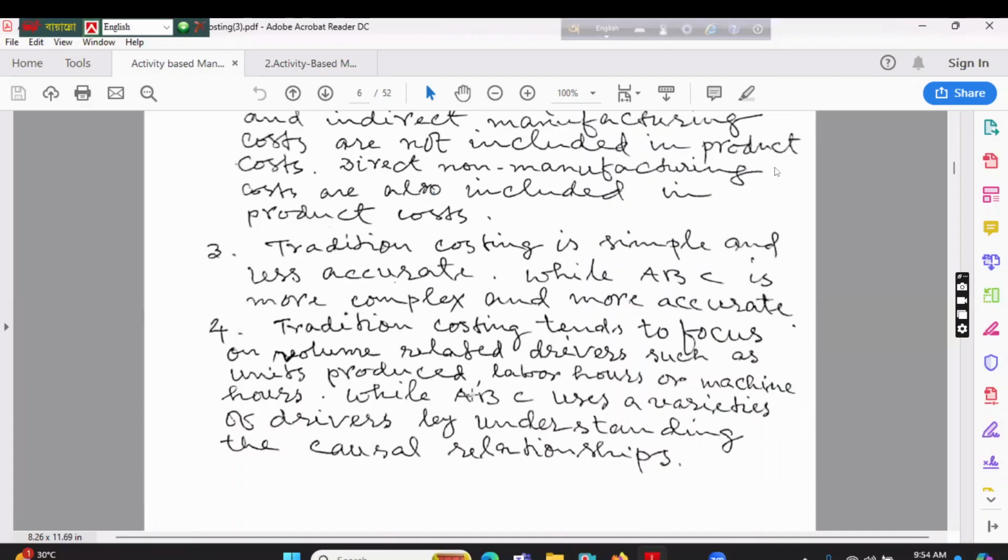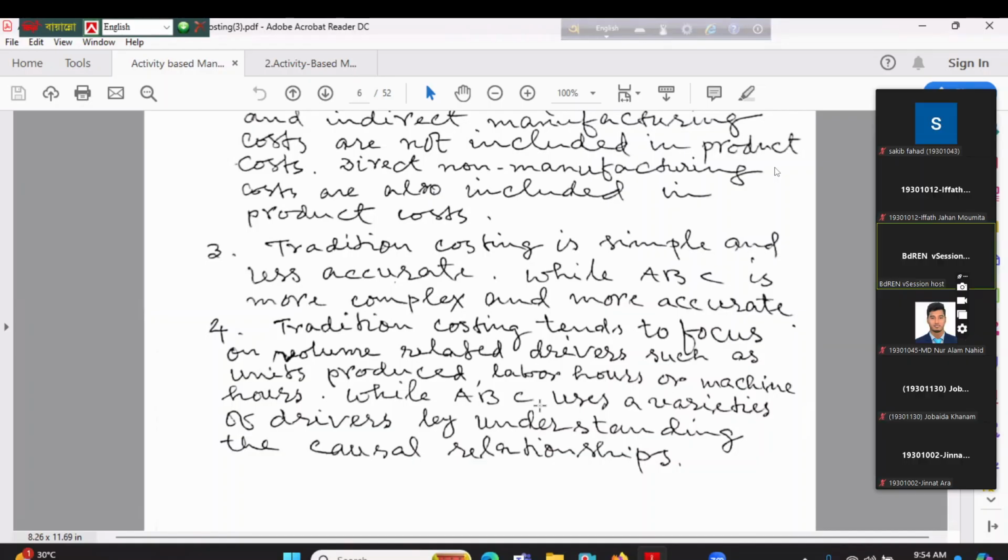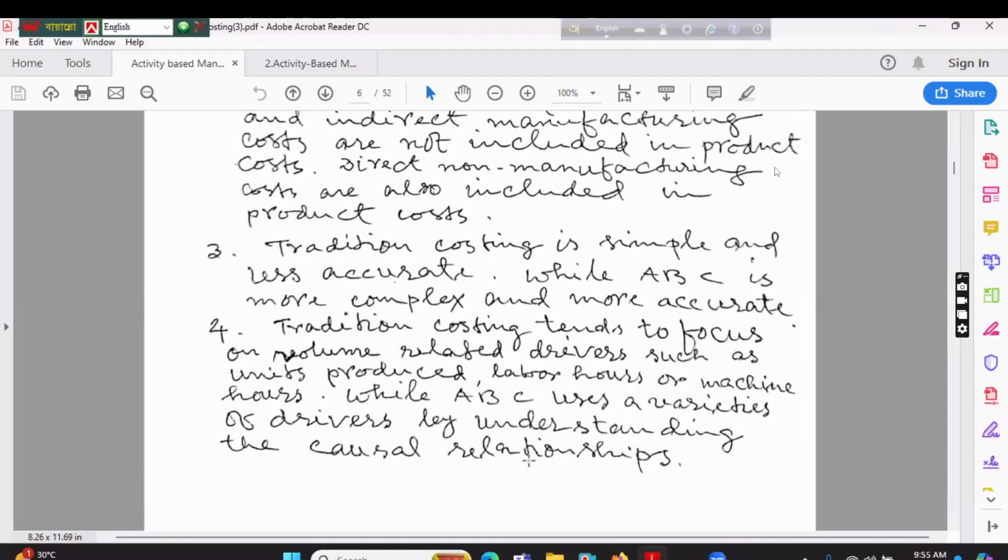While ABC uses a variety of drivers, by understanding the causal relationships, that means cause and effect relationships.